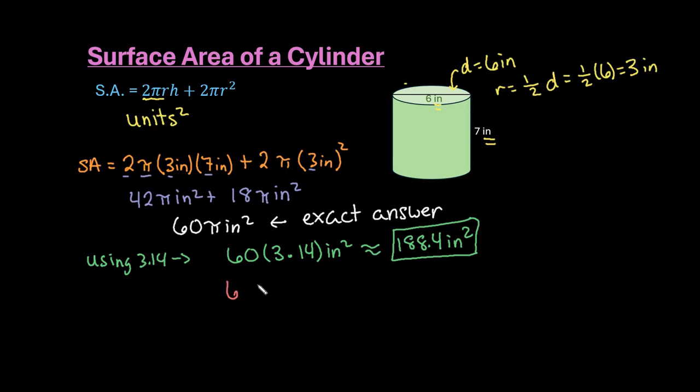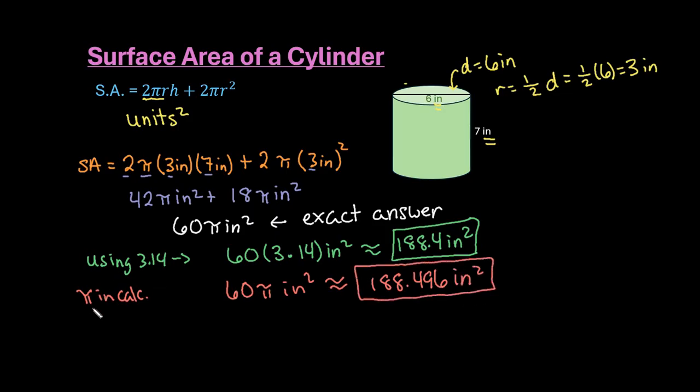On the other hand, if we use the pi button on the calculator, when you plug 60 times pi into your calculator, this one is going to be more precise because your calculator takes pi to 13 floating points. So it's using basically 13 decimal places, or the maximum that it is programmed to use. Most of them use around 13. So if I simplify this, it does end up giving me 188.496 inches squared.